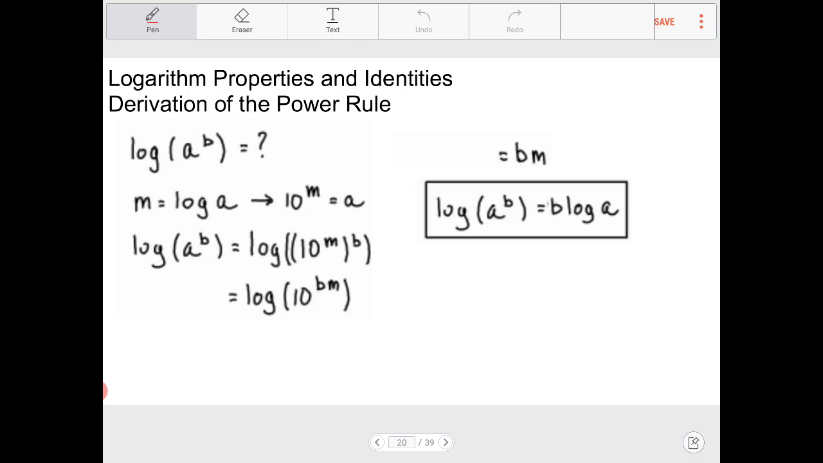So what it really states is if you have a power expression inside of a logarithm, the exponent can come out in front and become a coefficient. This will prove to be super useful later on. So this is, again, the power rule. The exponent simply comes out in front and it becomes a coefficient.